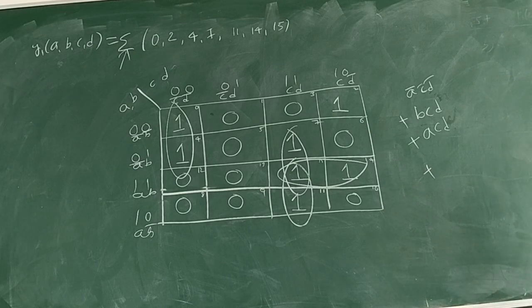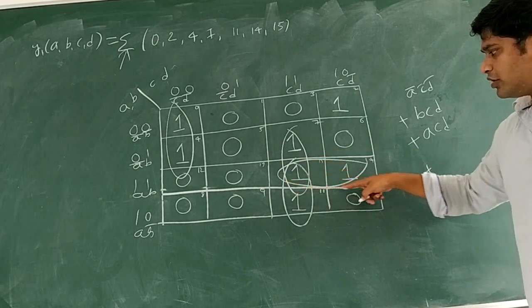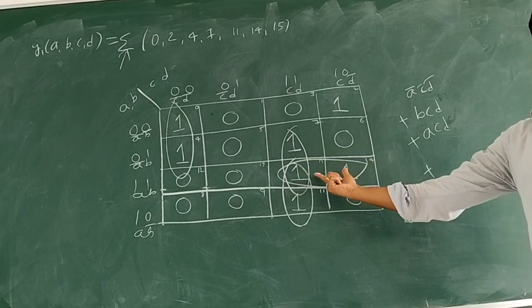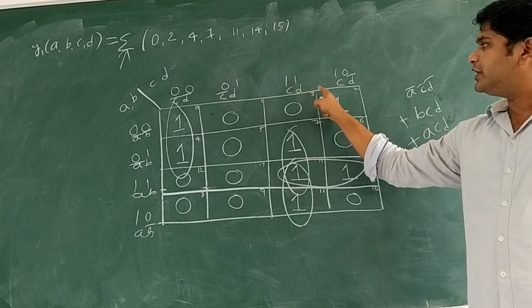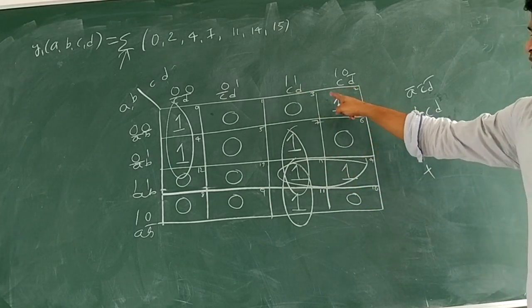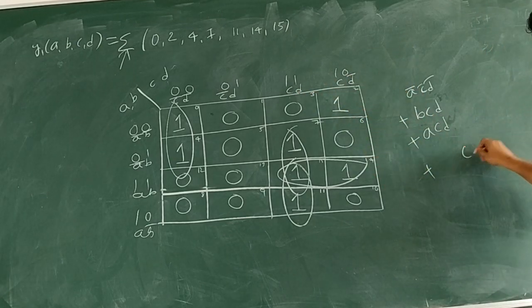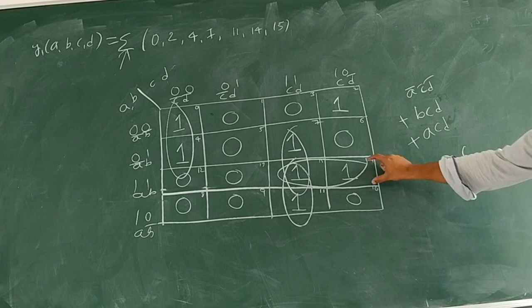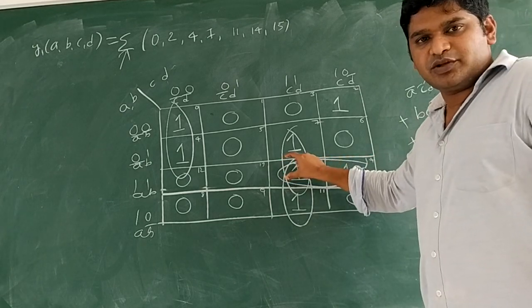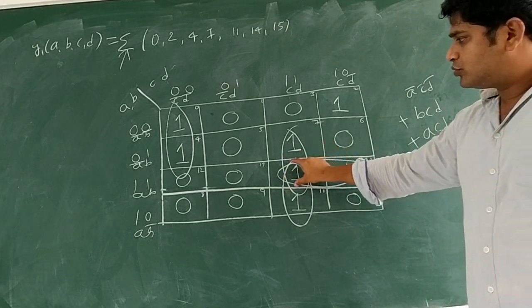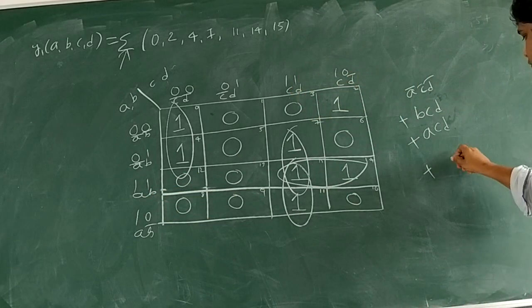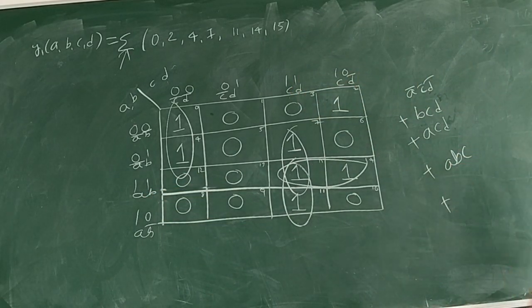Next, here is one more possibility. It is a horizontal cover. That means 2 columns. 2 columns means C D, C with D complement. D on one side, D complement on the other side cancels. We are left with C. Since it is a horizontal cover, that means only one row. What is the row? A B. So here I will write A B.